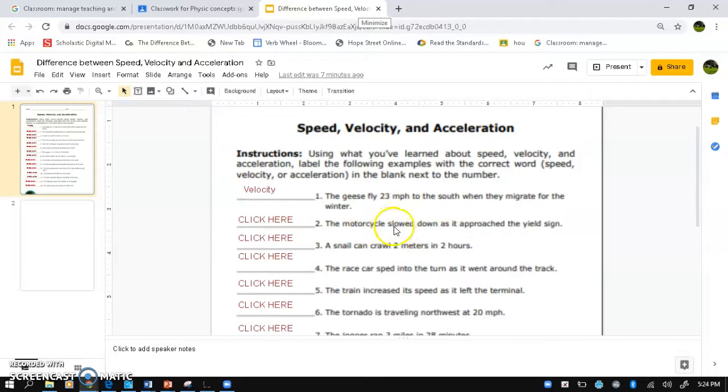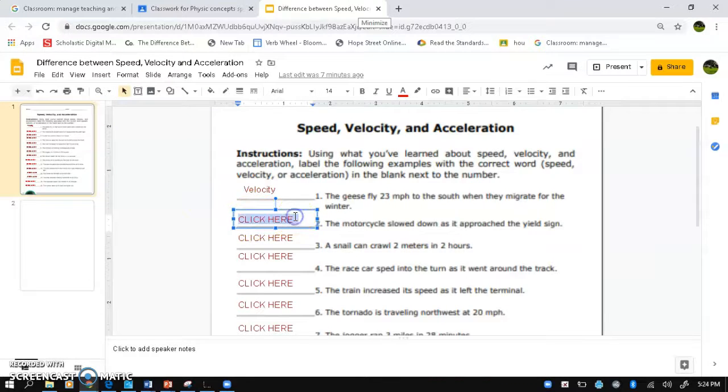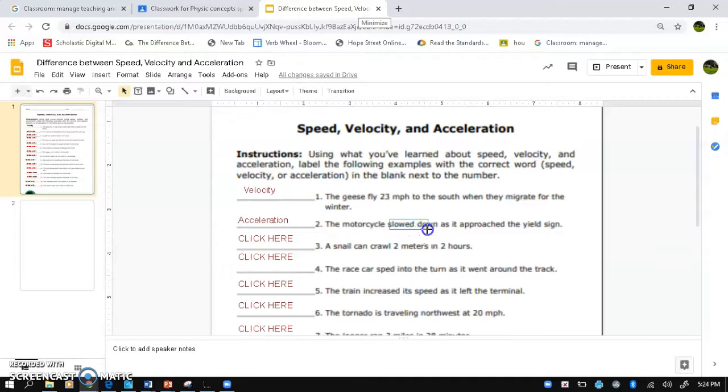The motorcycle slowed down as it approached the yield sign. So the key word on this one is slowed down. It doesn't tell us our speed. It just tells us that we're decreasing our speed. So this one would be acceleration. Why? Because it's telling us it's slowed down.